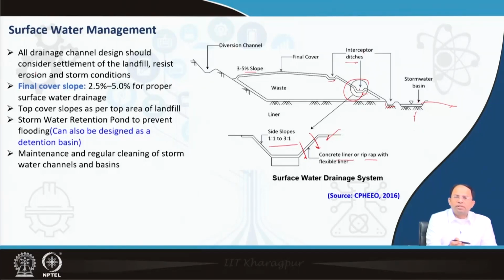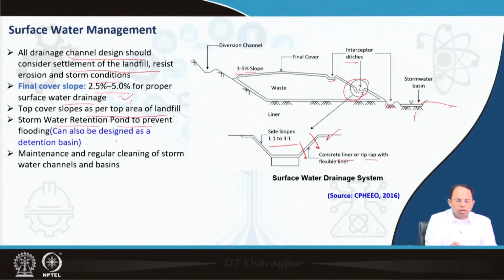So a few considerations. All drainage channel designs should consider settlement of the landfill, and should resist erosion and storm conditions, and should consider the storm conditions for this particular area. The final cover slope should be 2.5 to 5% for proper surface water drainage. Top cover slopes as per the top area of the landfill, but of course it has to be aligned with this.